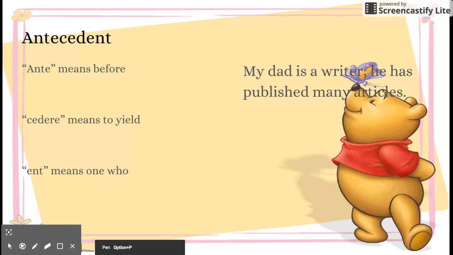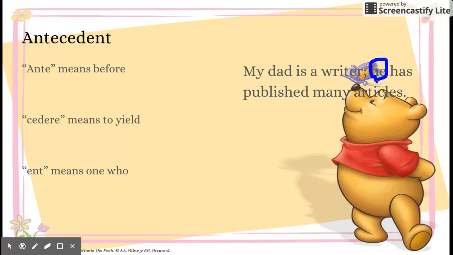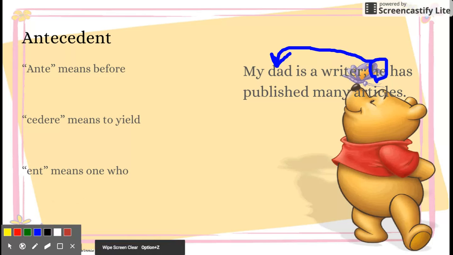So if we use our example over here, my dad is a writer. He has published many articles. Here's our pronoun, which means the antecedent needs to come before the pronoun. So we're going to look earlier into this other clause here. We have two independent clauses. Dad. Dad is the antecedent. That is who we're referring to with the nickname of he.